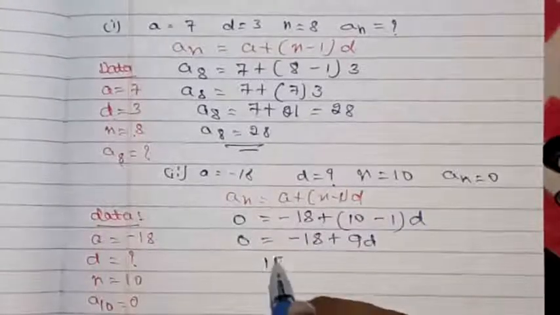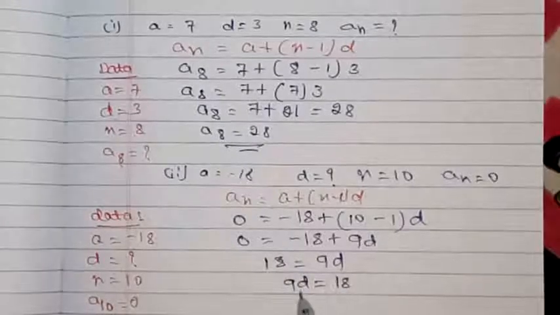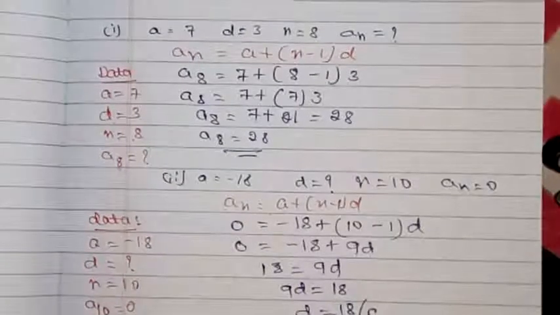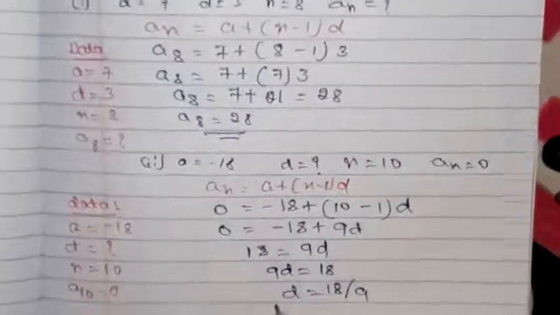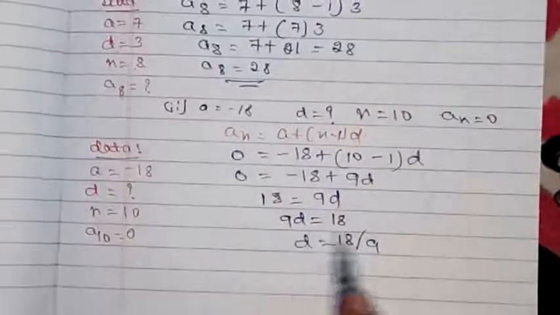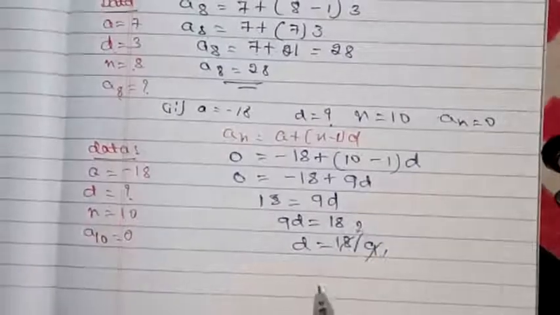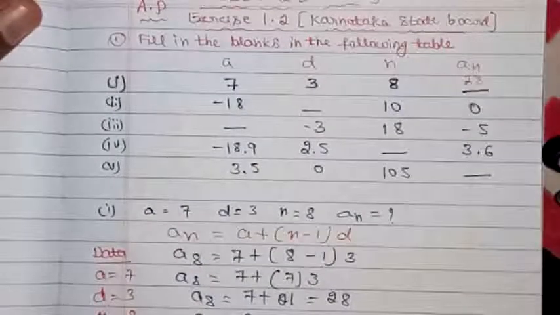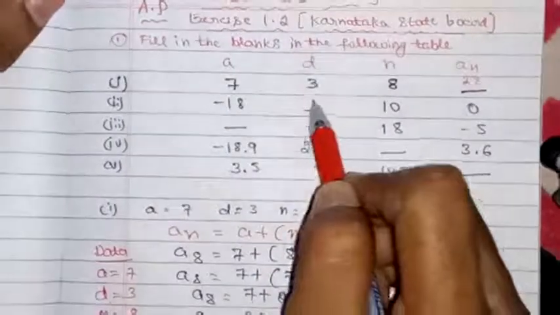So 18 equals 9D. I'll interchange this: 9D equals 18. We need D, right? So send the 9 to the right hand side. D equals 18 divided by 9, because multiplication is there: here it is 9 into D, and if you send the multiplication across, it will become divide. So 18 divided by 9, 9 twos are 18. So D equals 2. The common difference is 2, right? So we need to fill up the blank, and the answer is 2, right?